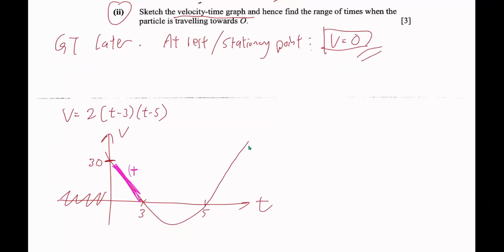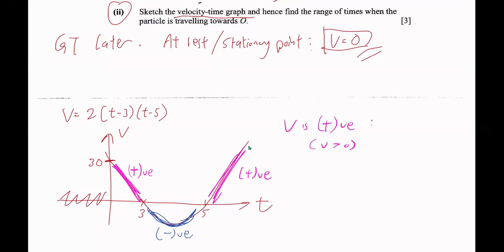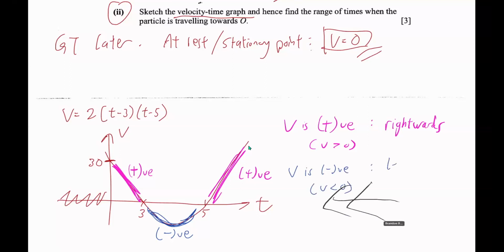The values of v are positive, right? What happens when it's below? The values of v are negative. So what does it mean when you have positive v? It means you're traveling in the positive direction, usually rightwards. What happens when v is negative? You're going in the other direction, typically leftwards. Not always.